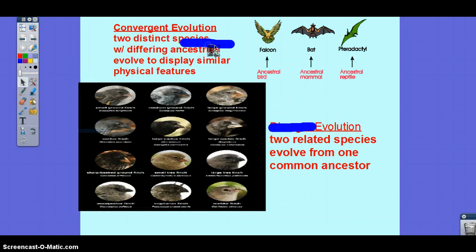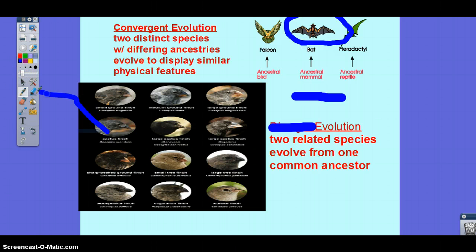Here we have convergent, and just like you learned before in the birth of Earth, when you have convergent boundaries, they come together. Well, in this case, you're going to have two distinct species, like you see in this picture, the falcon and the pterodactyl, and over time, you ended up with a bat that had similar traits to their early ancestors. In divergent, it's kind of going backwards.